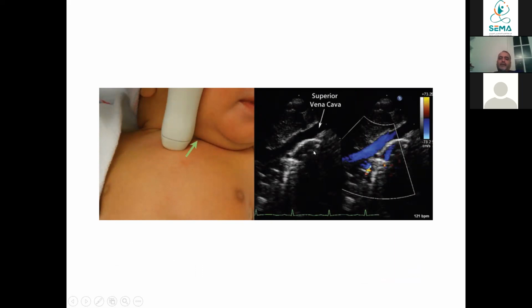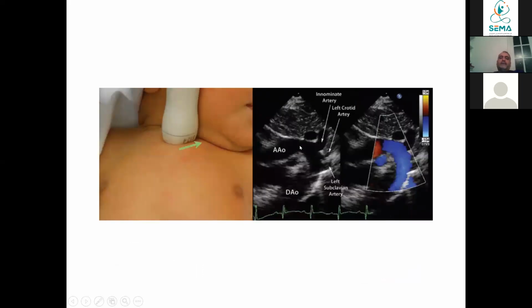So you will see the superior vena cava, then the aortic trunk and innominate artery, left carotid artery, and left subclavian artery, and the descending aorta. And this is the view of what you can see here. This view is important to diagnose interrupted aortic arch and coarctation of the aorta, both of them.